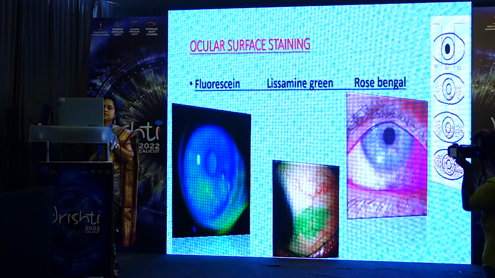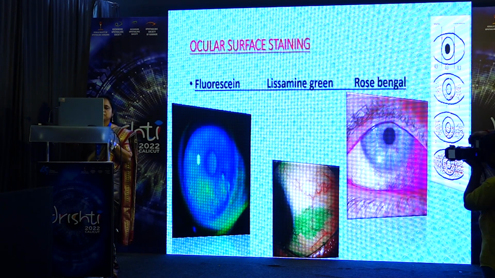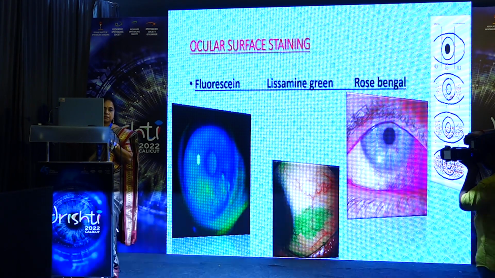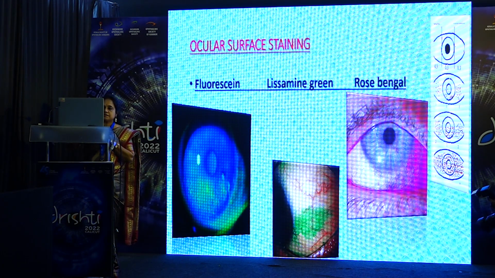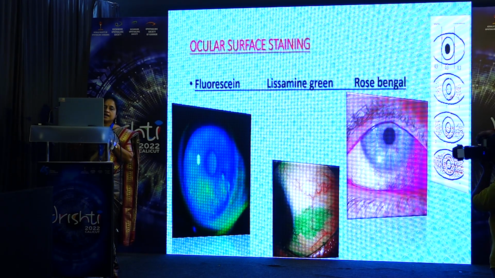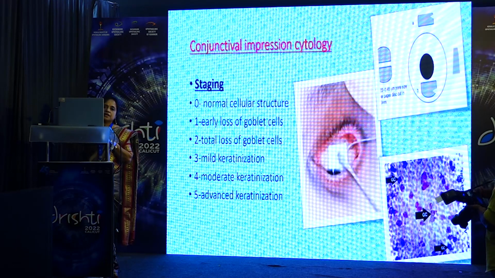Ocular surface staining is something we have always been doing, and we all know that interpalpebral staining and lower one-third staining of the cornea by fluorescein is supposed to be diagnostic of dry eyes. And lissamine green and rose bengal are vital stains which have a double triangle sign as they stain the interpalpebral area. Rose bengal is the better tolerated one, and they can be graded as well.